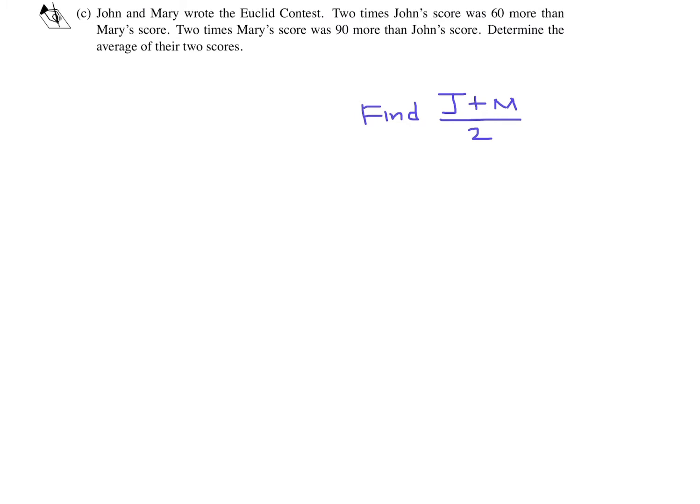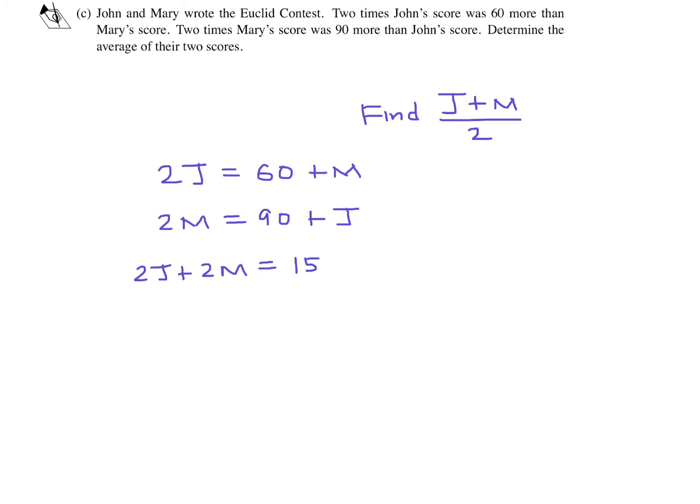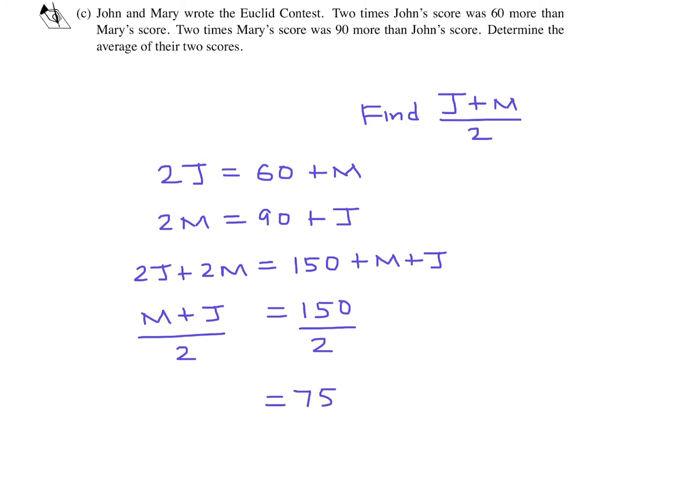Okay, let's make the equations that the question stem gives us. 2 times John's score is 60 more than Mary's score. That's our first equation. Then 2 times Mary's score is equal to 90 more than John's score. All right, and that's what we have to work with. So lots of ways. I'll just add them. 2j plus 2m is equal to 150 plus m plus j, like that. Bring the letters over to the other side, and that gives me just m plus j is equal to 150. And then divide both sides by 2, and I will get 75 for m plus j over 2, which is exactly what I have to figure out. So there you go. That is the answer.